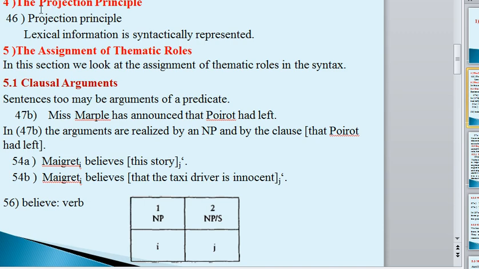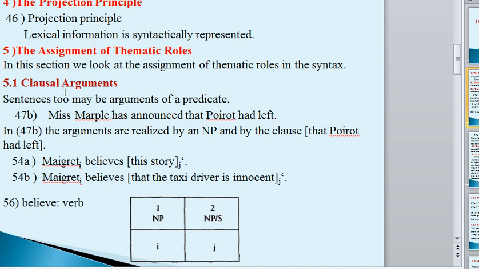So the other title, the projection principle. What is the projection principle? This is a principle that lexical information is syntactically represented. So we want to relate those theta roles to the syntax again. The assignment of thematic roles. In this section, we look at the assignment of thematic roles in the syntax, okay?